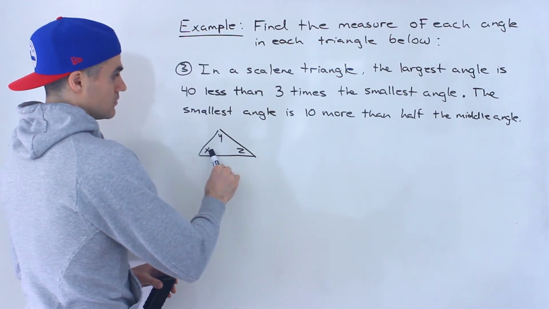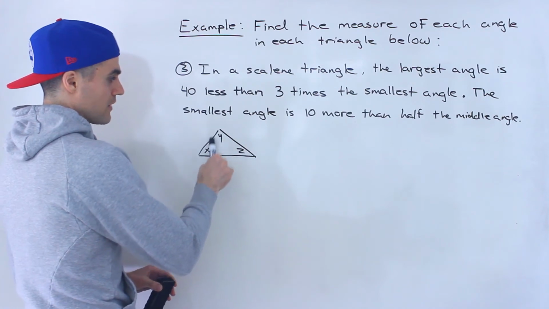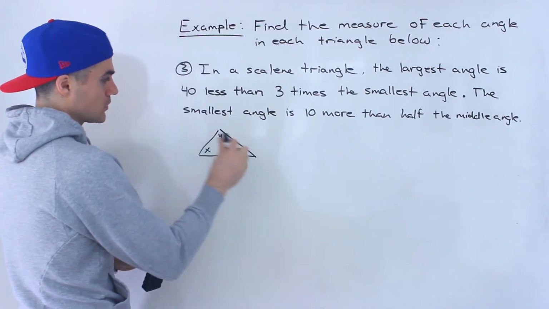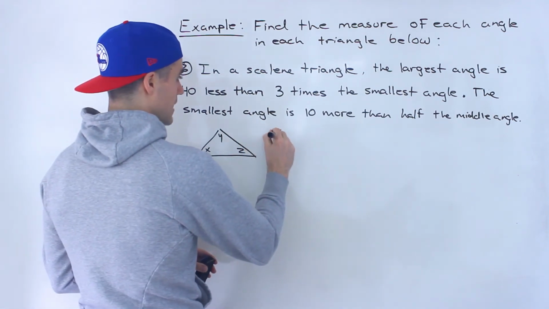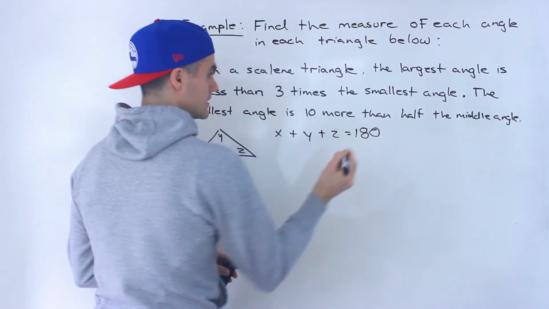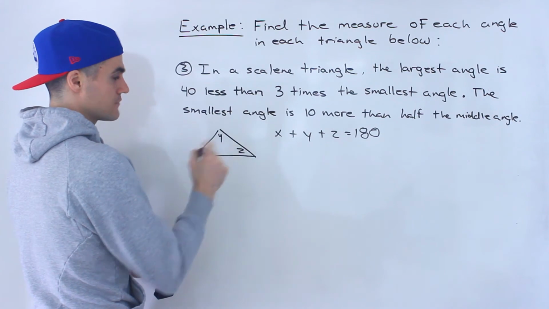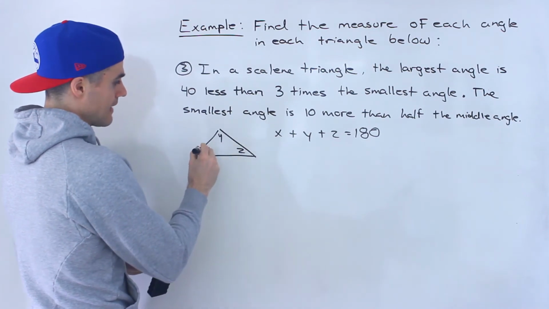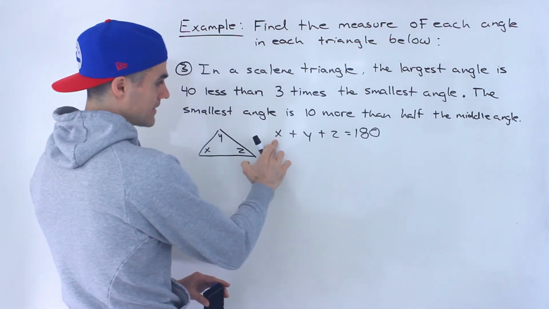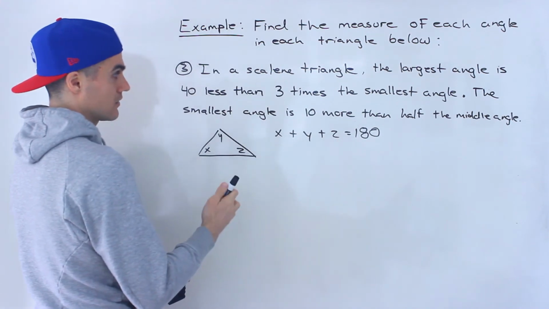So notice here, we're going to have 3 variables. So if we have 3 variables, 3 unknowns, we're going to need 3 equations as well. Now, one of the equations we can make is x plus y plus z is equal to 180, right? All of the angles summed up have to equal 180. And let's say that this is the order of the size of the angle. So the x is the smallest angle, the y is the middle angle, and then z is the largest angle.